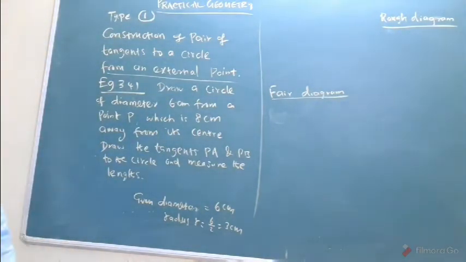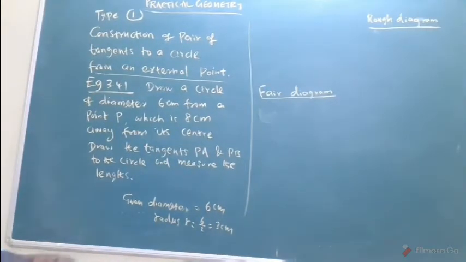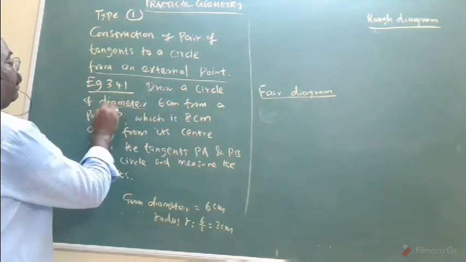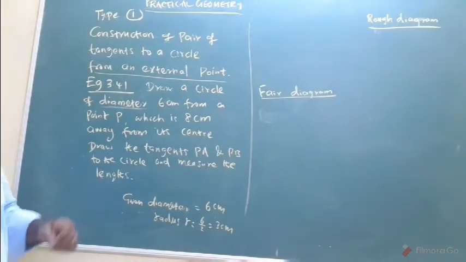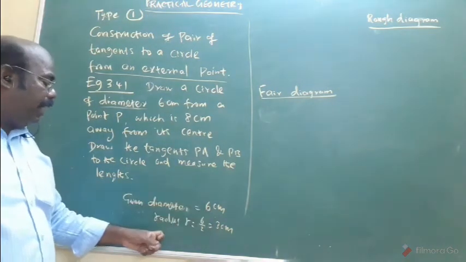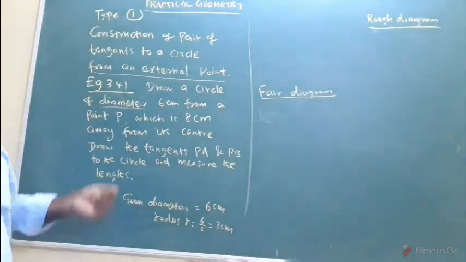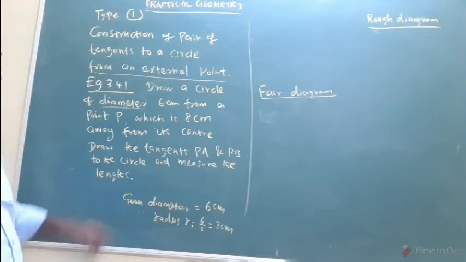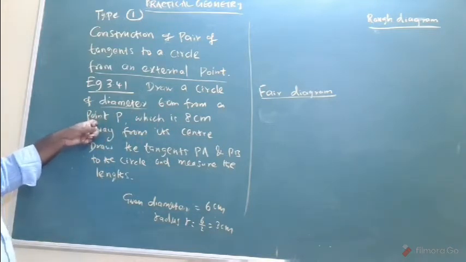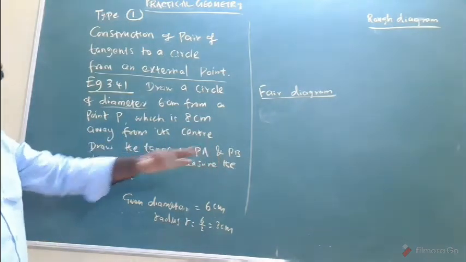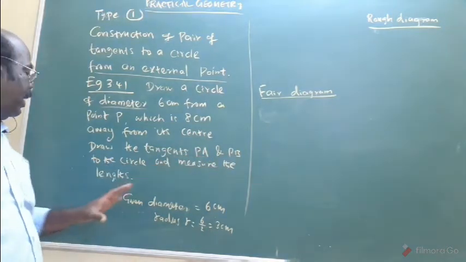Now the question is Example 3.41. What is the question? Draw a circle of diameter 6 cm. Read the question clearly. With the diameter given, we want the radius, because to draw a circle we need only the radius. Half of the diameter is called radius. That's very important. Diameter 6 cm, from the point P, which is 8 cm away from the center. Draw the tangents PA and PB to the circle and also measure the length.